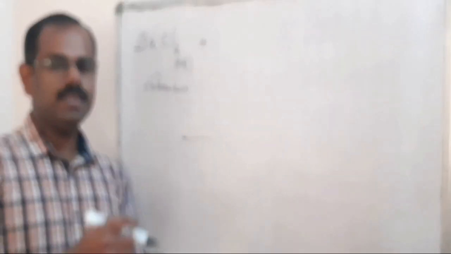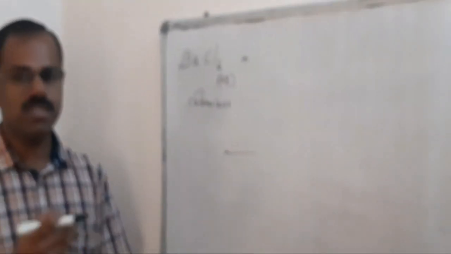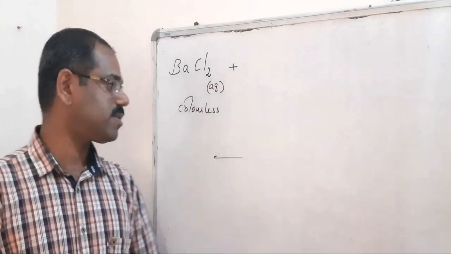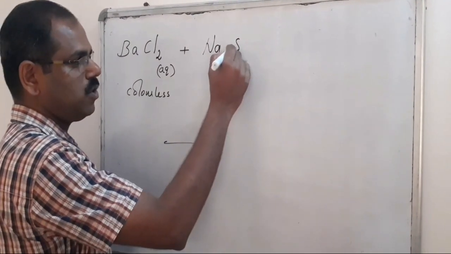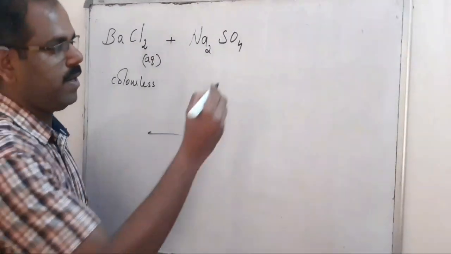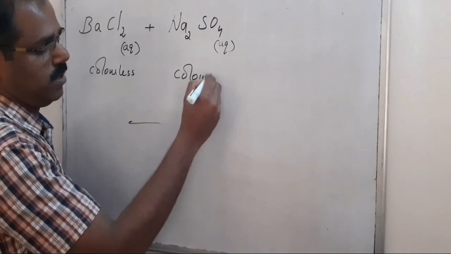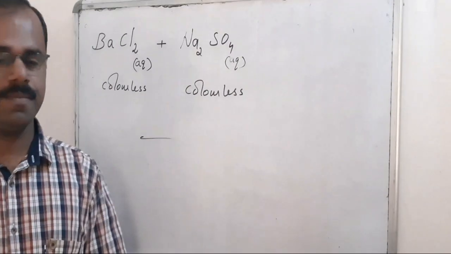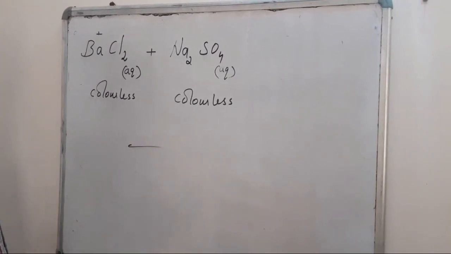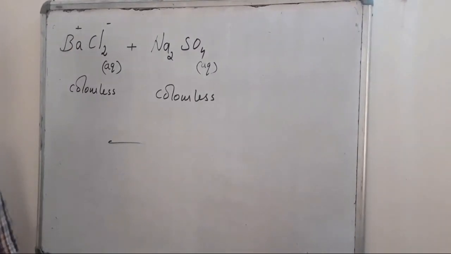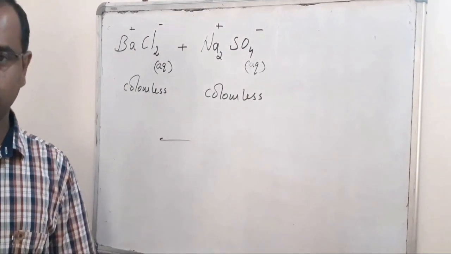Okay. See another example. Barium chloride solution. A barium chloride aqueous solution we write as aq, aqueous. It's a colorless solution. React with sodium sulfate, Na2SO4. Sodium sulfate solution we write aq, aqueous. It's also a colorless solution. Okay. See, as I told you, it can be positive. Barium is a metal, positive. Chlorine is a non-metal, negative. Sodium positive and sulfate. Sulfate is a radical, SO4 2 minus.